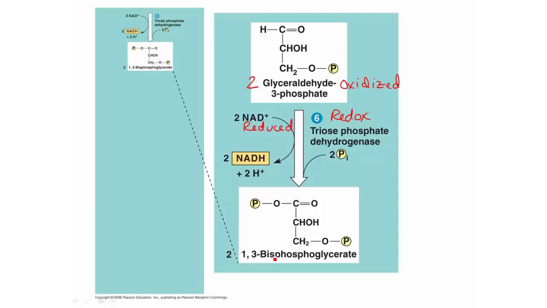1,3-bisphosphoglycerate is the product of this reaction. This particular molecule has 2 phosphates on it because another phosphate, a second phosphate, will get attached. That phosphate is just picked up from the cytoplasm and attached onto that glyceraldehyde 3-phosphate.